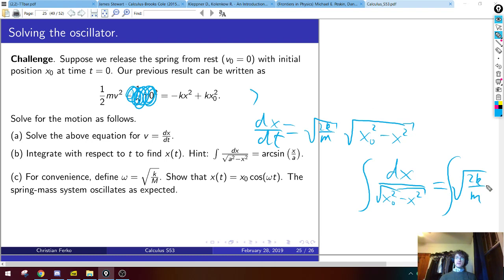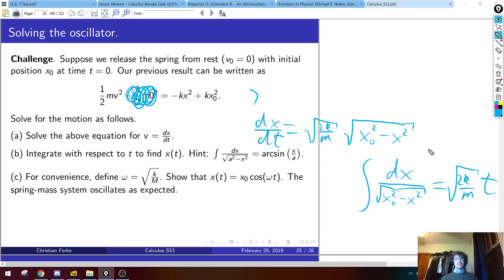What happens when I integrate dt on the right side? Well, on the right side it's going to become root 2k over m times t. Good. So this should be root 2k over m t. Okay. Now, can you evaluate the integral on the left side, perhaps using a hint?